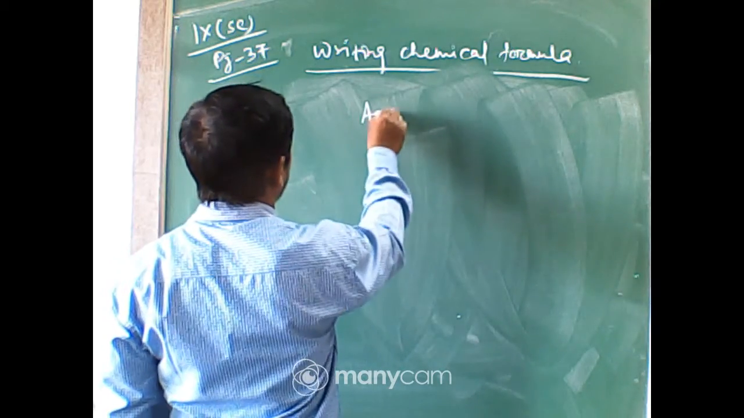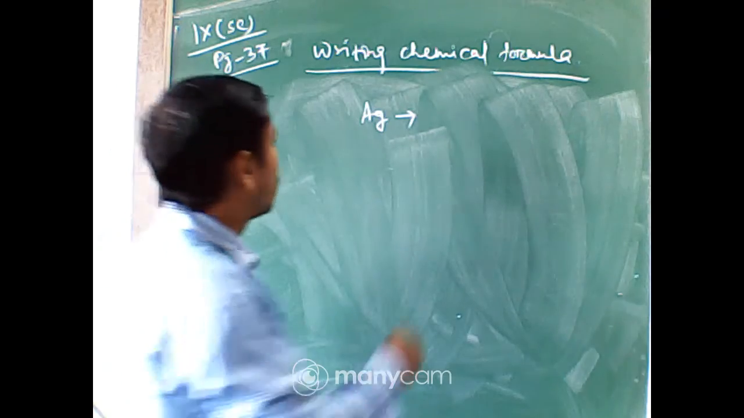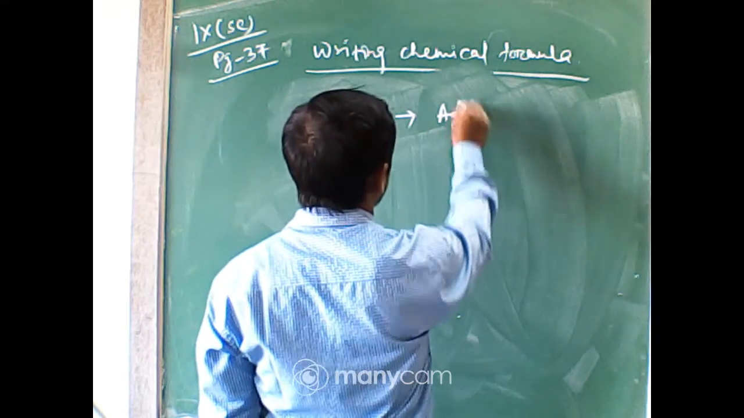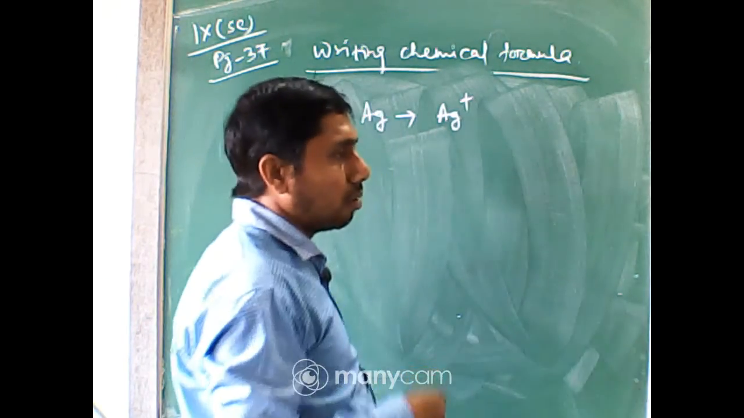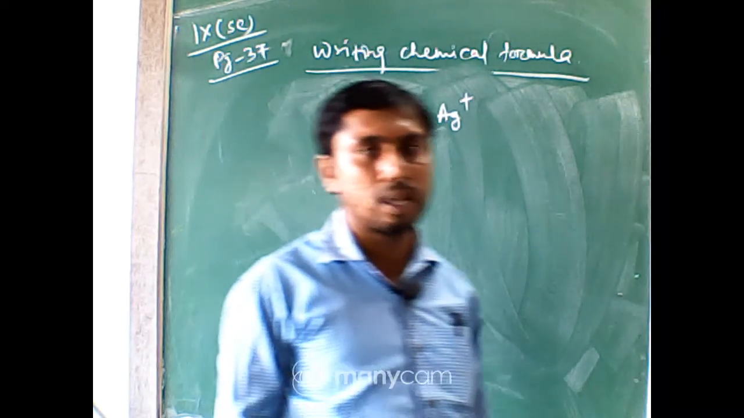Silver, here in the last cell it also has 1 electron. So its stable electronic configuration is silver plus 1. But some elements also show variable valencies, for example iron.